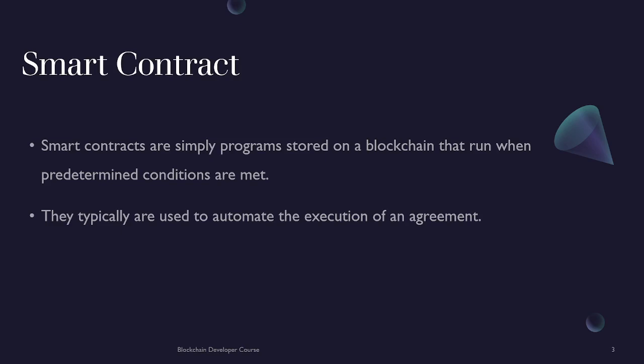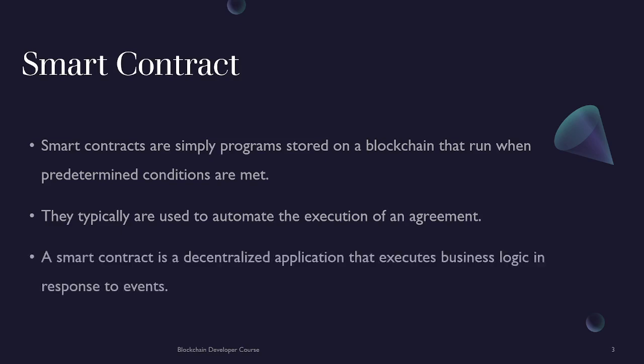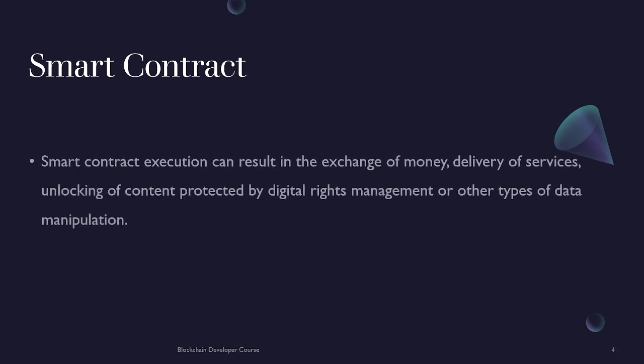And how do these smart contracts work? They automate the execution of our agreements by executing some business logic in response to an event that's fired by the user. So what else can we do with these smart contracts? Smart contract execution can result in an exchange of money, delivery of services, unlocking of content protected by digital rights management, or any other types of data manipulation.